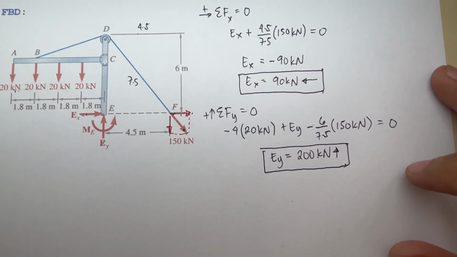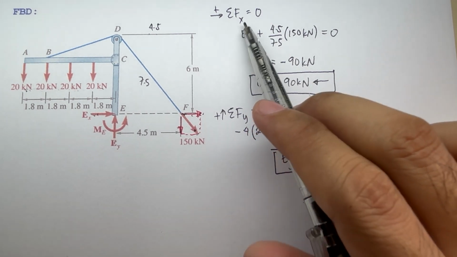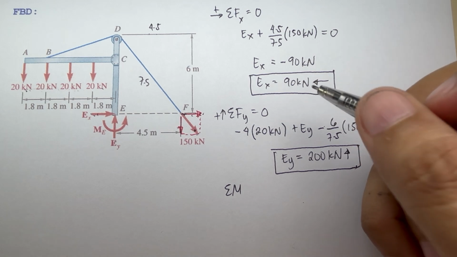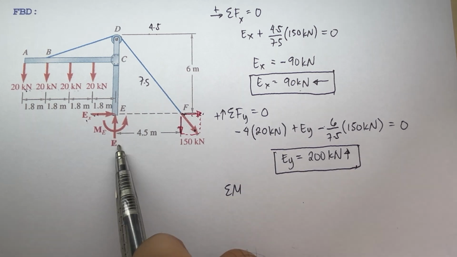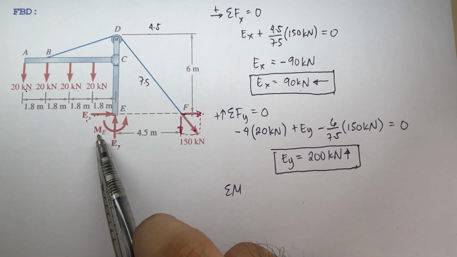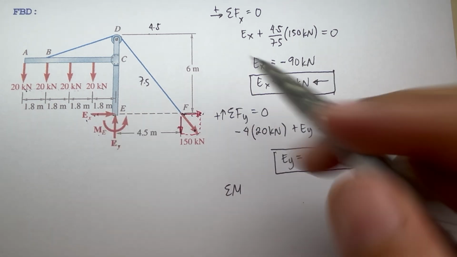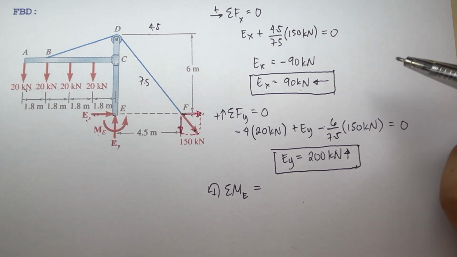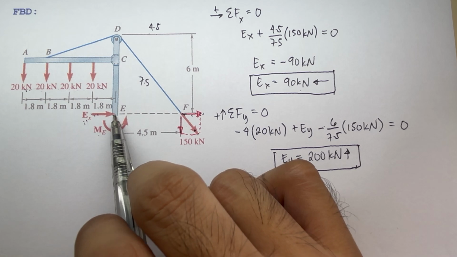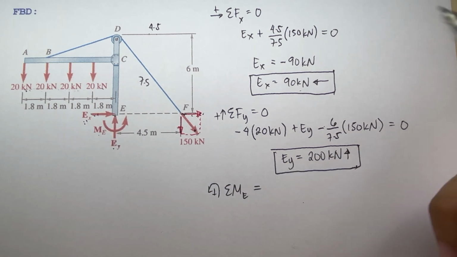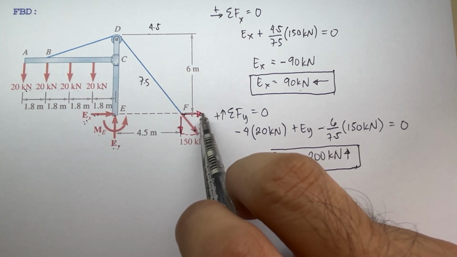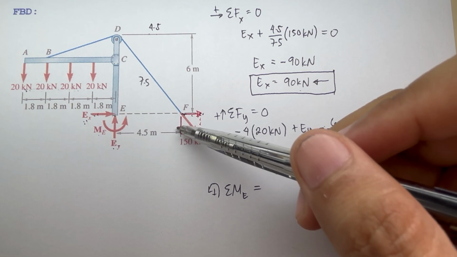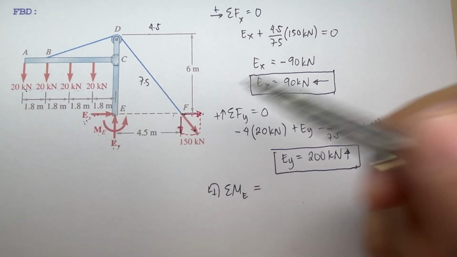And then lastly, since we already used summation of forces along X and along Y, we take summation of moments at a point where there are many unknowns. Since we already have EX and EY solved, the only unknown here is ME. So our pivot point should be located at E, counterclockwise positive, equal to 0. So what are the moments? EX has no moment at point E, same with EY. The component of our 150 kilonewtons along the cable direction has no moment because it has no perpendicular distance. The vertical component has a moment at point E.